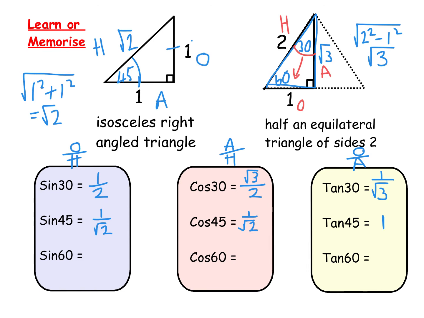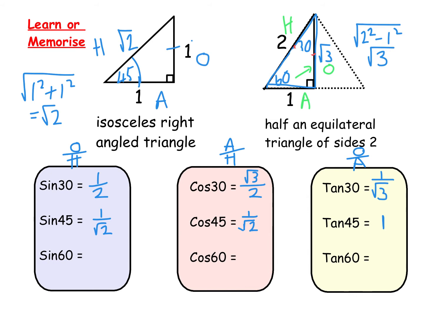Now I'm just going to change that, and I'm going to rub out the red pen, because if I'm using 60, that's now going to change my opposites, adjacents and hypotenuse. So if I'm using 60, my opposite is now the root 3, my adjacent is the 1, but my height is still the 2.